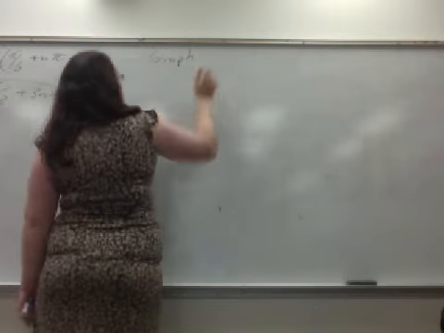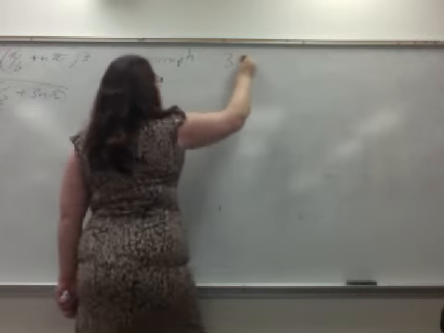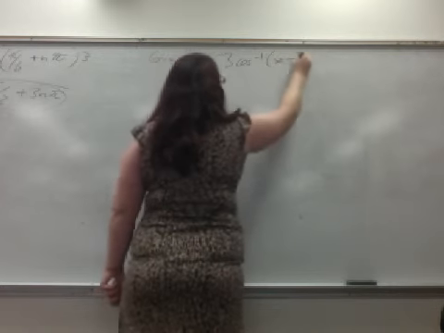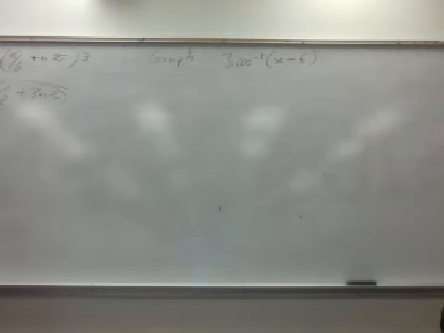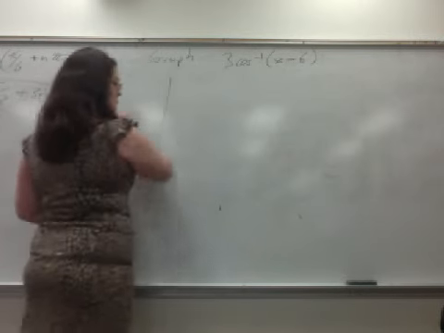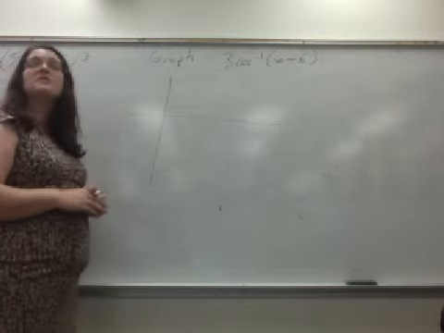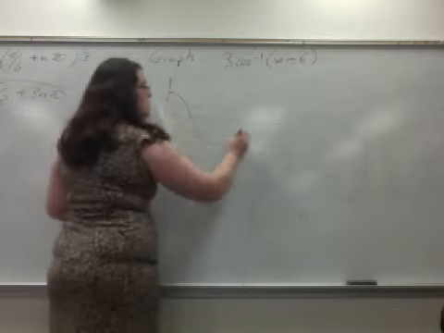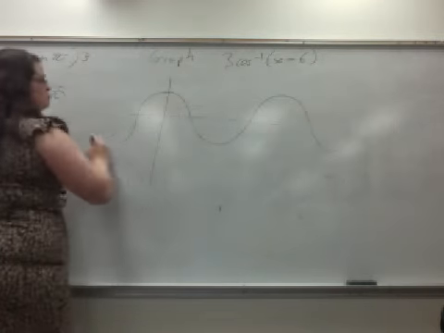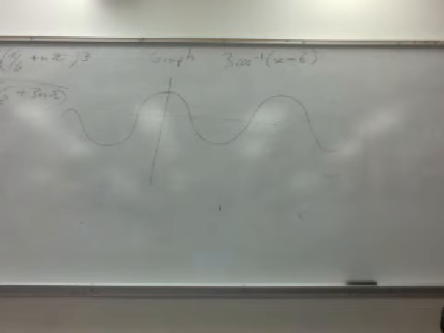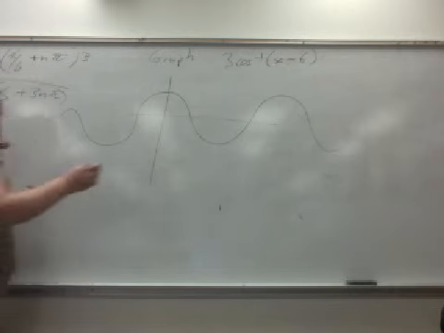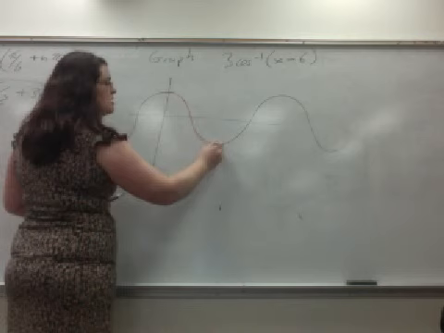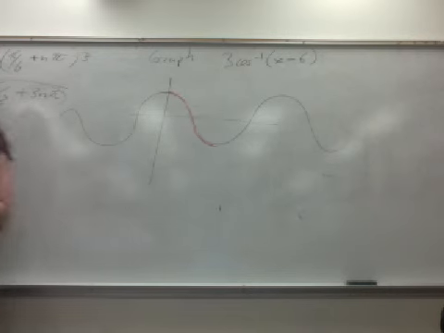So if I want to graph, for example, that guy, 3 cos inverse of x minus 6. The first thing you need to figure out is what does the graph of cos inverse look like? Well, the graph of cosine looks like this. Right? That's the graph of cosine. If we want to find cos inverse, the key thing is that first we take a part of the graph of cosine. What part are we taking? Well, that depends upon what the range of cos inverse is.